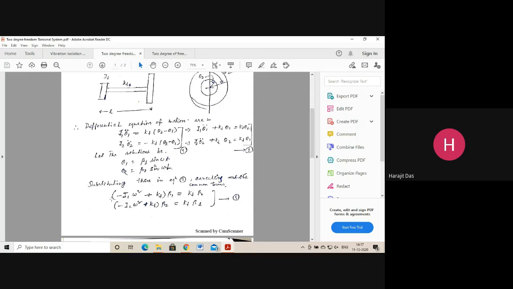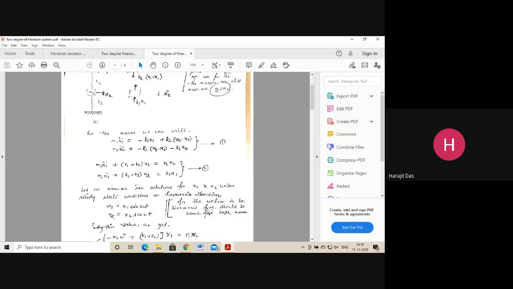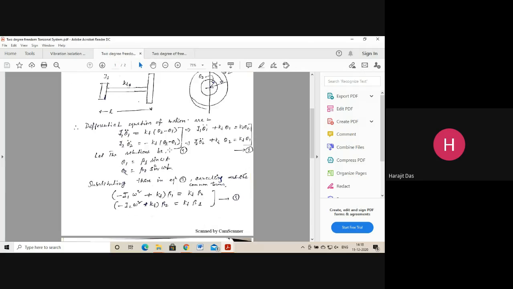This is one homework for you, because every time I will not be able to show you each and every step. From here, if you double differentiate and put these values of theta1 double dot, theta1, and theta2, you will get this type of equation. Very simple thing, you only need to differentiate it twice. For the second equation also, after putting the value of theta2 double dot and theta2, you will get this equation. We have already done it for translational vibratory motion for a 2-degree of freedom system, which I showed you in the last classes.